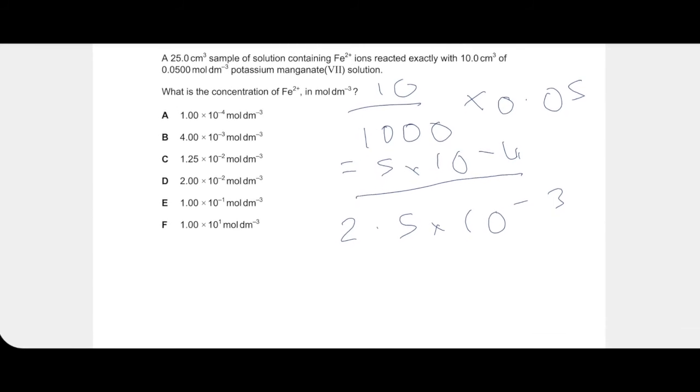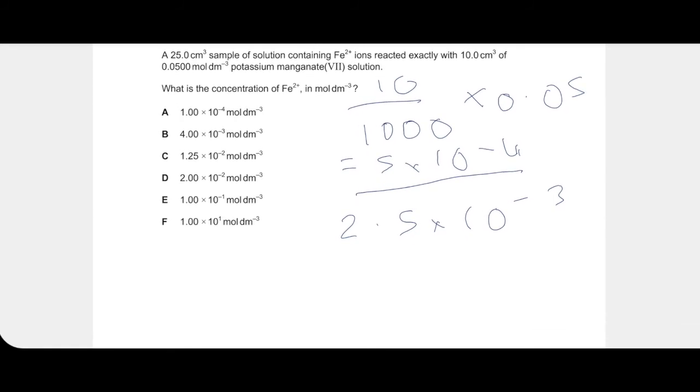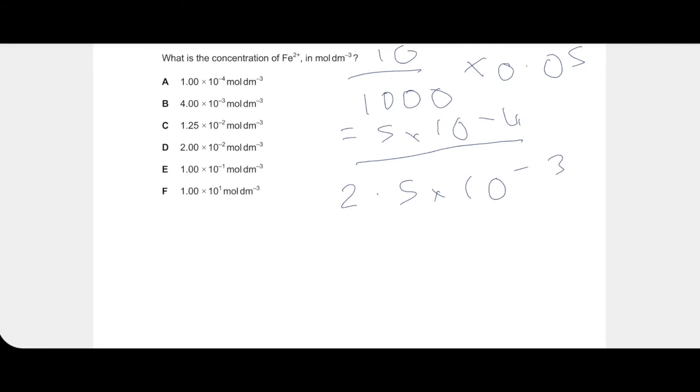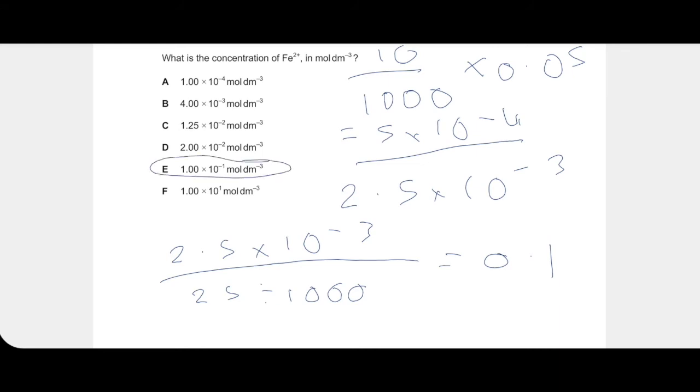So we're told that there's 25 cm³ of this solution. So we are going to do 2.5 times 10 to the minus 3 divided by 25 divided by 1000, which is equal to 0.1, which is equal to 1 times 10 to the minus 1, and E, and that is question number 18 completed.